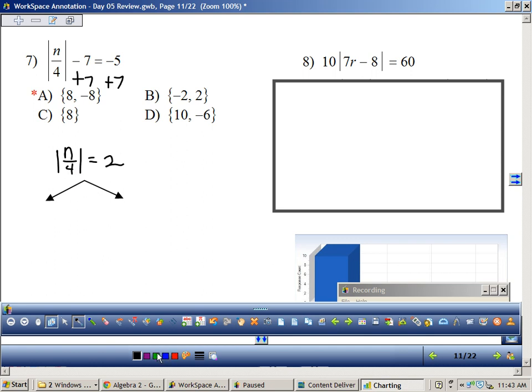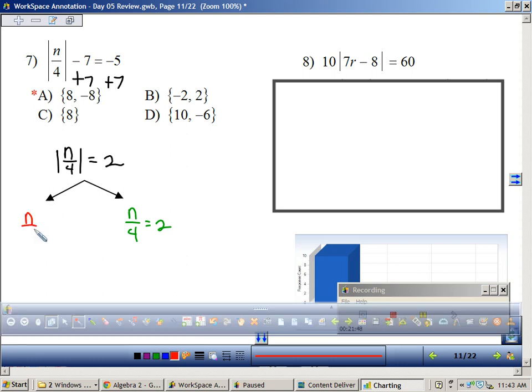Exactly. So when I rewrite it in the positive direction, n over 4 equals 2, and in the negative direction, n over 4 equals negative 2. Now we have a problem that we did way back in September, right? Kalijah, how do I solve that?